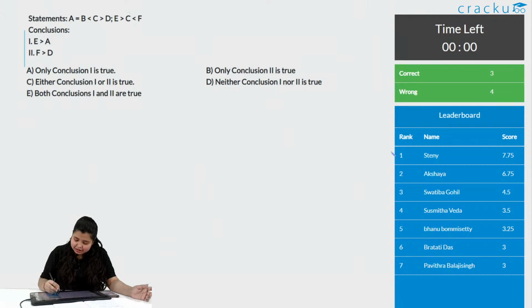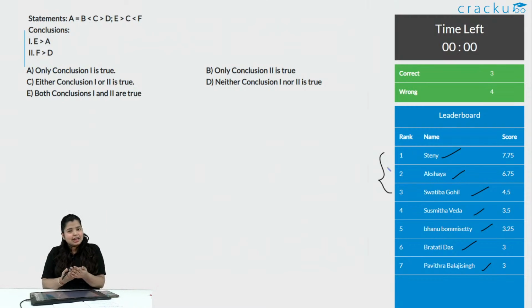So with this, these are the top 7 people. That's Stani leading with 7.75, Akshaya with 6.75, Swatiba with 4.5, Sushmita 3.5, Bhanu with 3.25, Bratati with 3, and Pavitra with 3. And these are the top 3 people, that is Stani, Akshaya and Swatiba with scores 7.75, 6.75 and 4.5. Congratulations people, and don't worry, relax, tomorrow is examination, give your best.